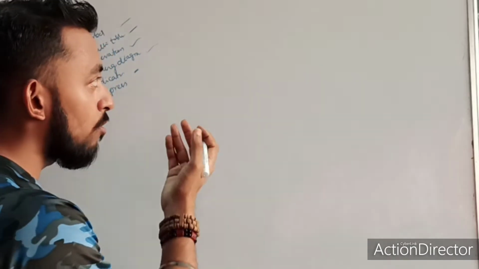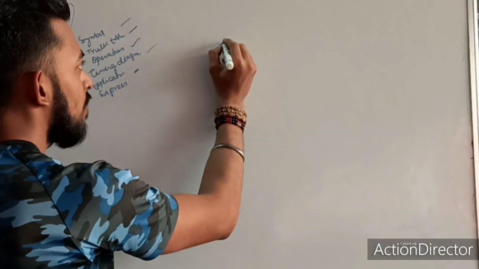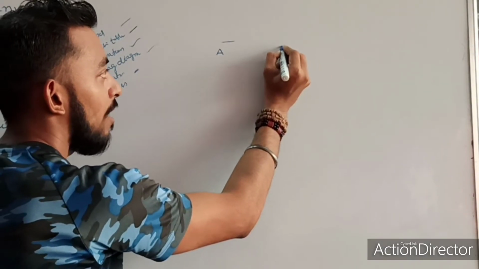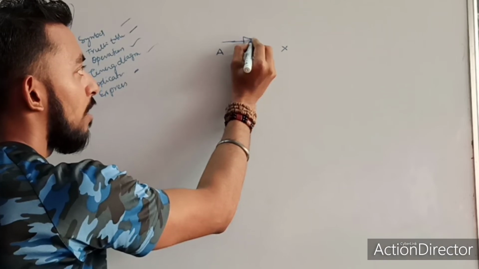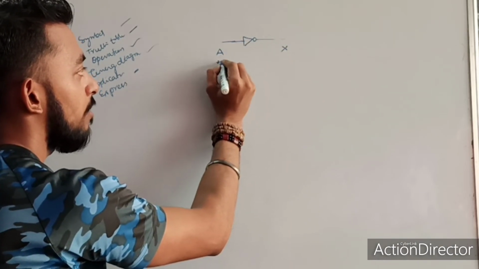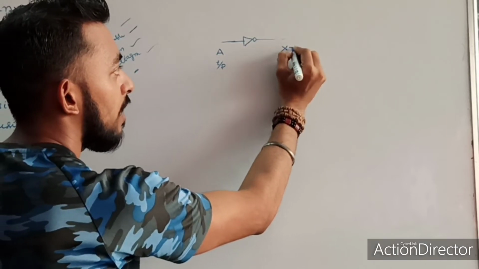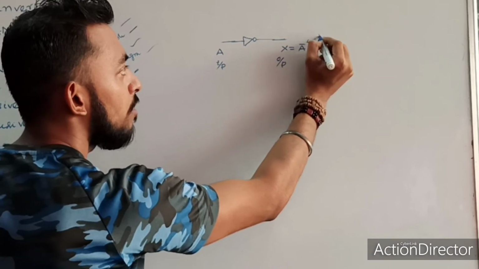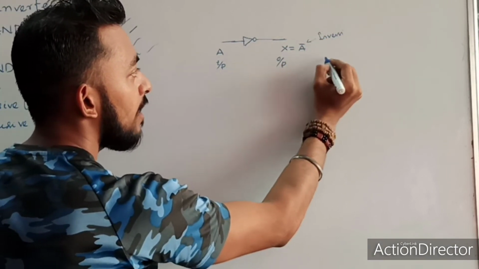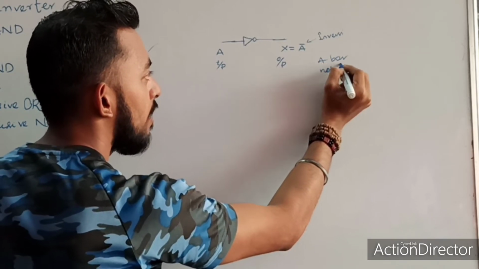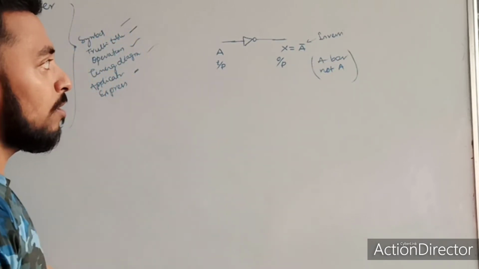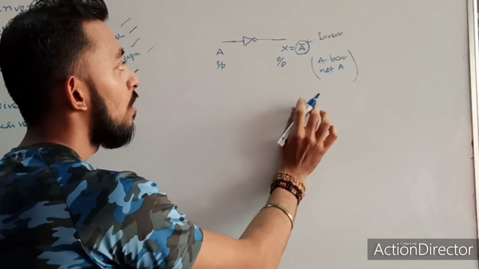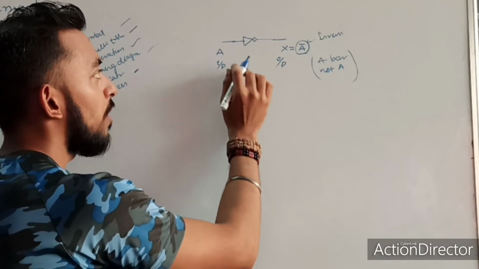So how to use this inverter in our Boolean algebra? We have to write one alphabet over here and some alphabet over here, and we have to put that symbol. So this is my input, this is my output, and this x is nothing but a bar. This bar means it is just doing the inversion. Or I can say a bar, or I can say not a. These are the two representations of this symbol. So this is how we express this inverter in our Boolean algebra.